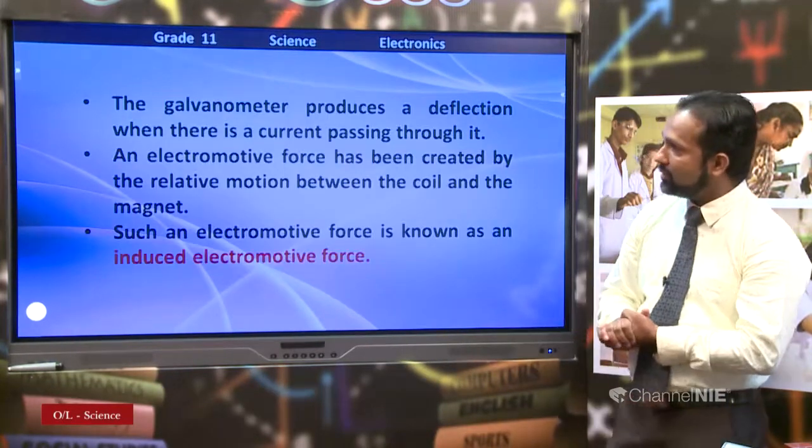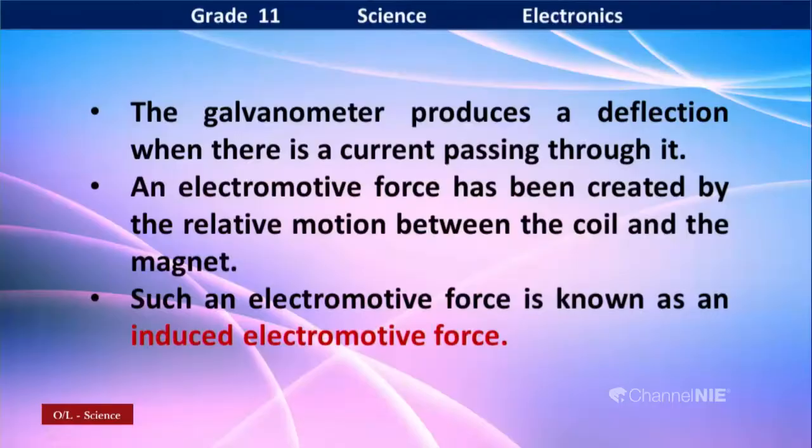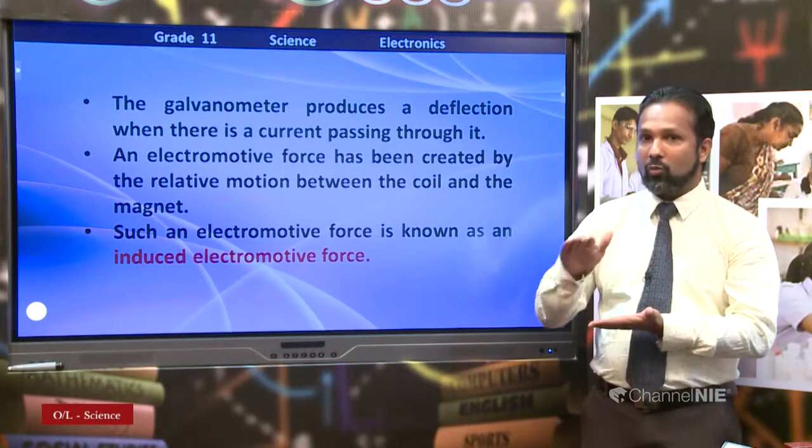Right. So, as you know, the galvanometer produces a deflection when there is a current passing through it. If there is no current passing through the galvanometer, it does not show a deflection. And also, an electromotive force has been created by the relative motion between the coil and the magnet. Right. Such an electromotive force is known as induced electromotive force. How do you call induced electromotive force?